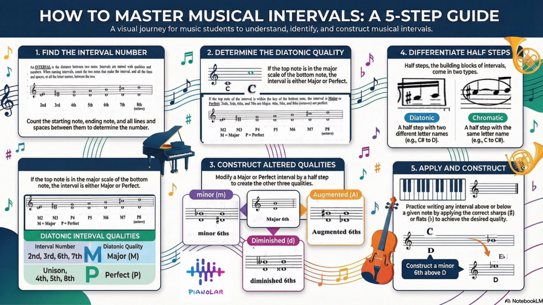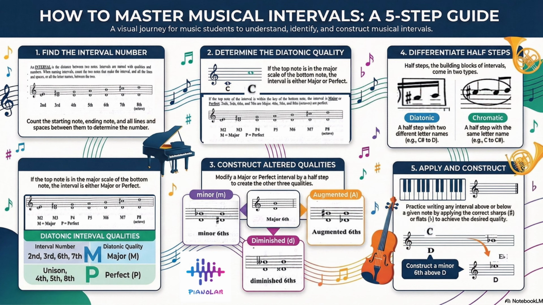The number seems like the easier place to start. We're talking about things like seconds, thirds, fifths, that kind of thing. Exactly. And to figure out the number, you have to count everything on the staff between the two notes. And this is the part people sometimes forget. You have to include the bottom note and the top note. Ah, so you're counting the lines and spaces. The lines and spaces. If you start on a line, you count that line, then the space above, then the next line. It's almost geometric.